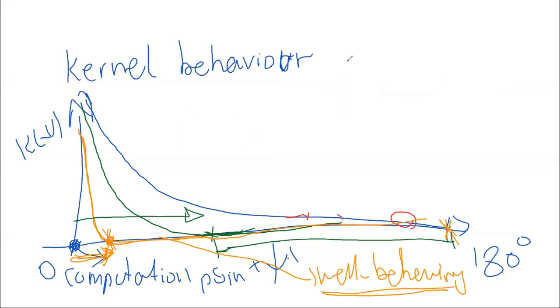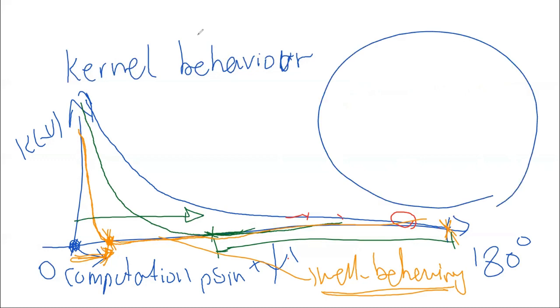So this psi is that psi. Consider the whole sphere, and I have the computation point here. Consider that I have the blue kernel, and as you see, this distance goes up to 180 degrees. It means that I am now on the other side of the sphere. Here, the data up to that point are significant.